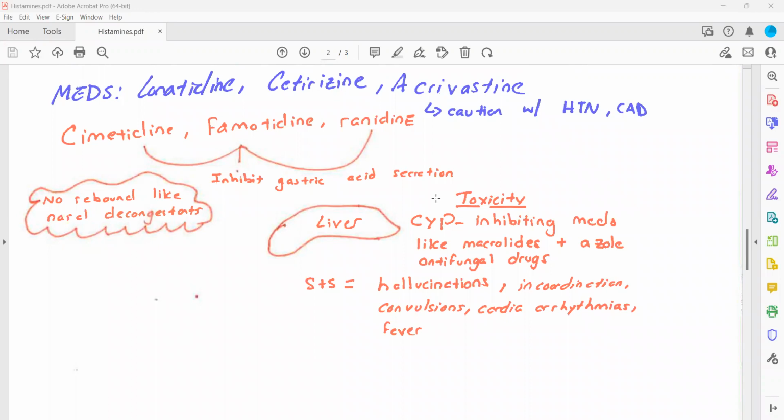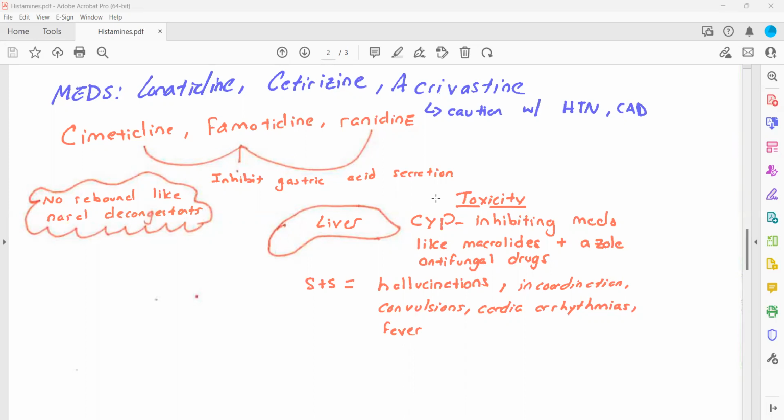All right, now let's talk about toxicity with these second generations. Something you may see is convulsions. You may see maybe an unbalanced gait, whereas it was balanced before. Lack of coordination, fever, because of its slight anticholinergic properties, you're drying out the body, right? And cardiac arrhythmias. I put cardia, it should be act. Anyway, so those are things to just be mindful about.